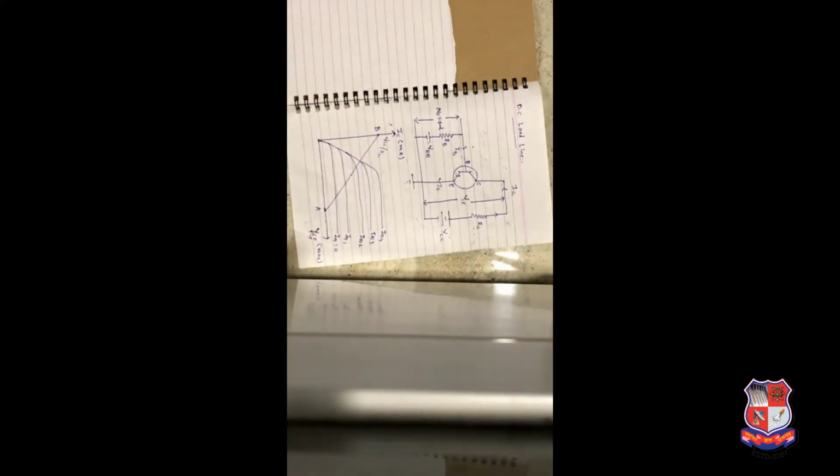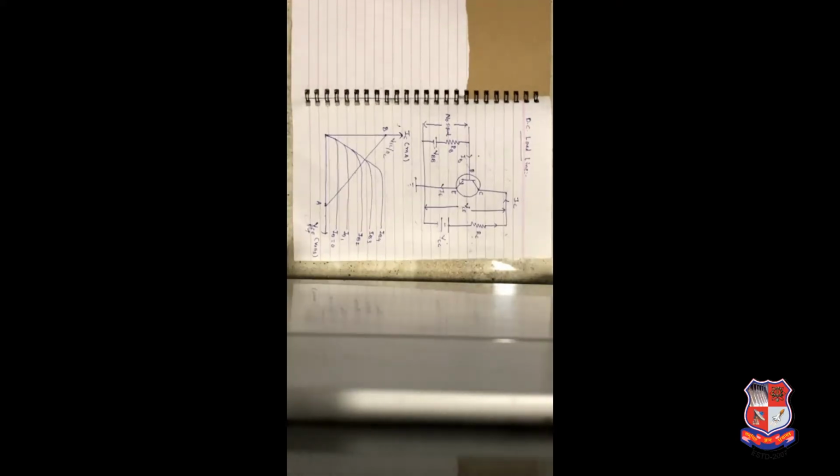Clear? Now there is no such difference with the AC load line. If I draw the AC load line like this, then the intersection point between the DC load line and the AC load line is known as the Q point. The Q point for the AC load line and the Q point for the DC load line are the same.